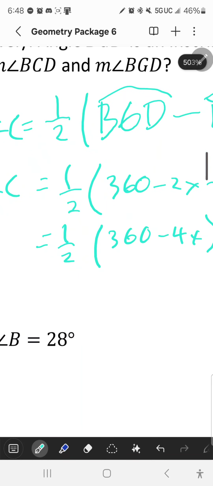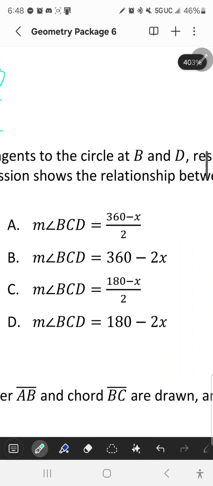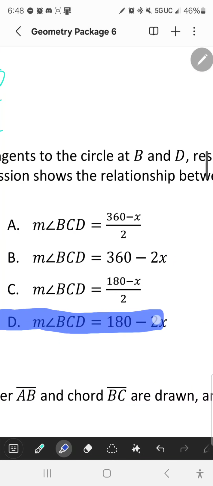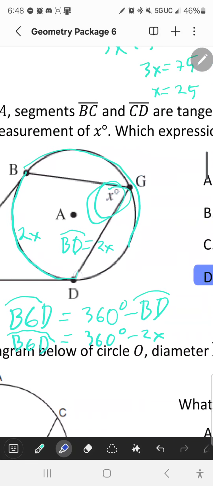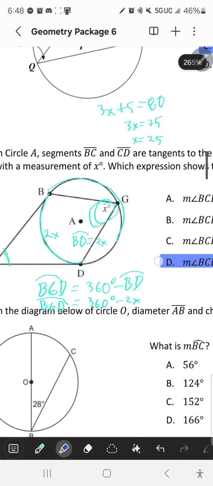So let's see, I can say 360 divided by 2 is going to be 180. For 4x divided by 2, 4 divided by 2 is 2, I'm sorry, so it will be 2x. So the measure of the angle BCD is going to be equal to 180 minus 2x.